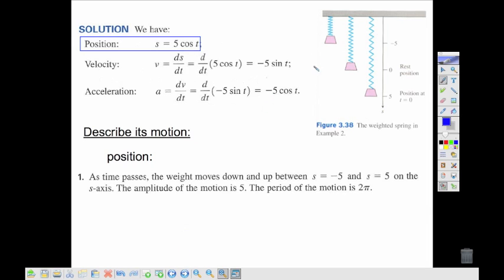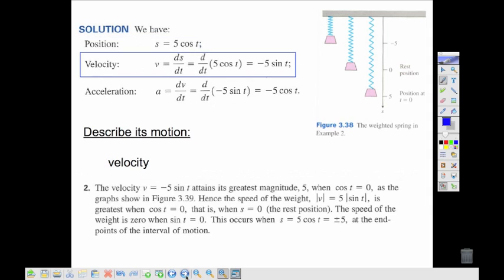Now when we think about the motion here, we can think about a few things. First we can think about its position. As time's passing, it's being pulled down between a position of -5 and a position of 5. The amplitude then we can think about as being 5, and the period of the motion would be 2 pi. We can also think about what the velocity is doing to this. The velocity will be the fastest here in the middle. Okay, here at 0, the rest position, is when it's going to be the fastest, but it's going to slow down to 0 at the highest and lowest points.